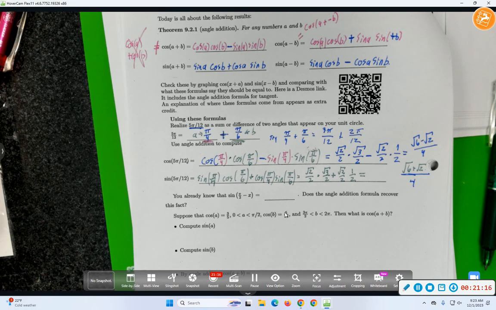Let's use it to check something else that you already know. We have a trig identity that says something about what sine of pi over 2 minus x is equal to. And you just remember what it is?